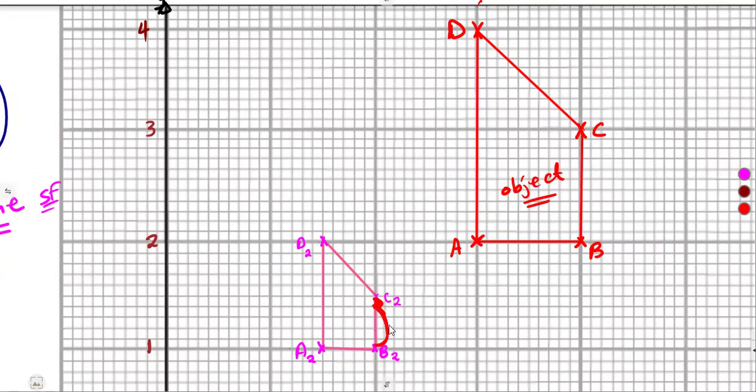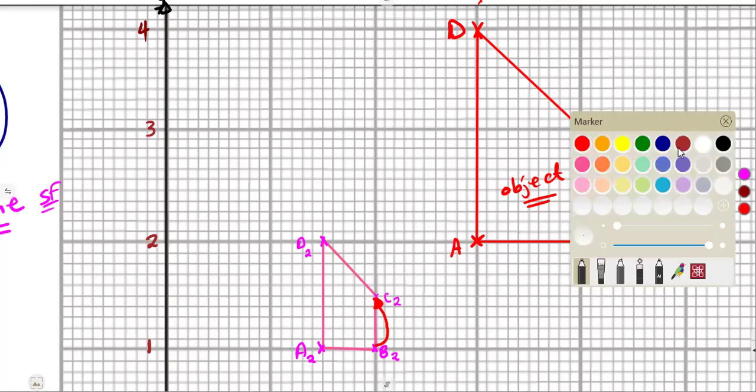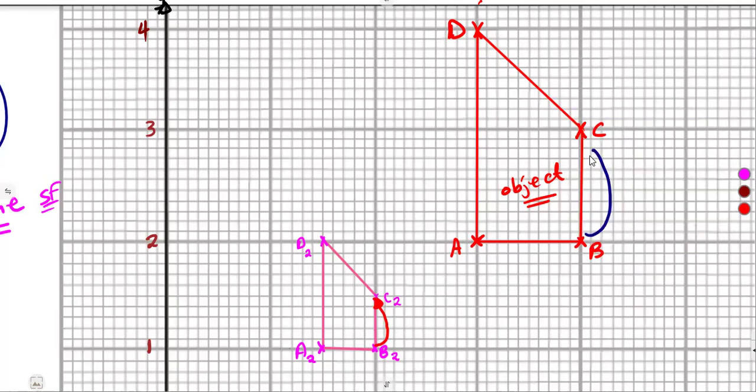From B2 to C2, this side. How many units? It corresponds with BC. How many units? That is the condition. So the scale factor, you take what is from the image side, you divide by what is on the object side.